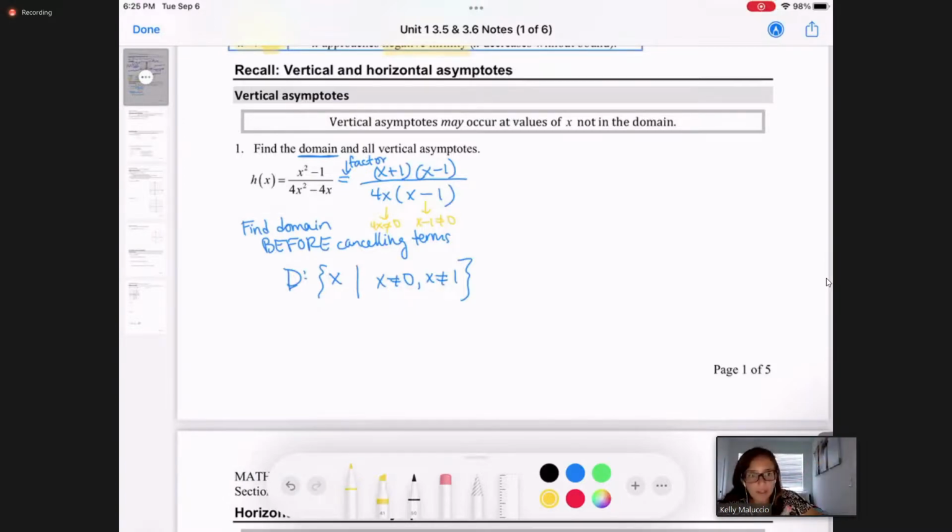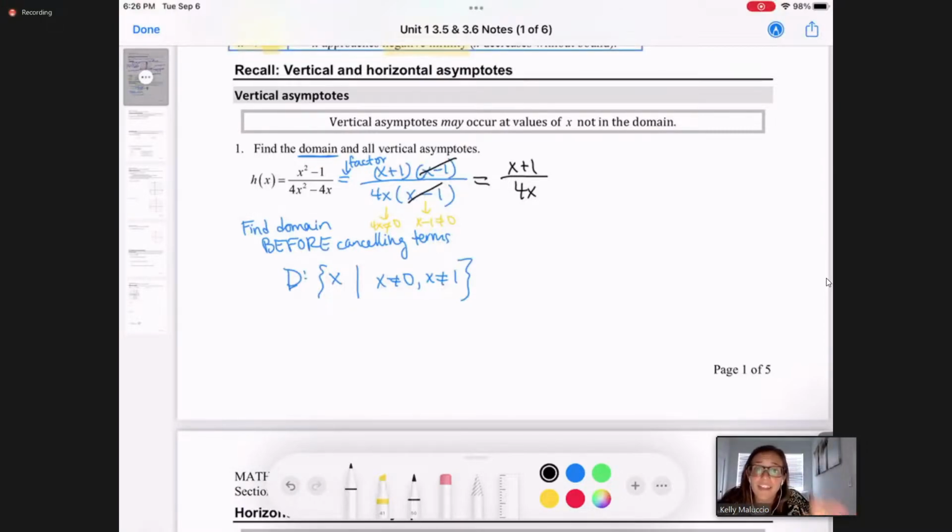So that's how I found that. So there's our domain. It's the first part. Now the fun part is we get to cancel these and keep solving. So we can cancel these. How beautiful. And we're just left with x plus 1 over 4x, right? So this is our simplified function.